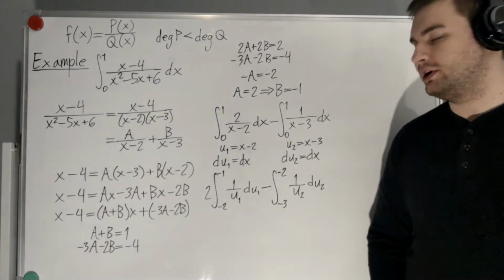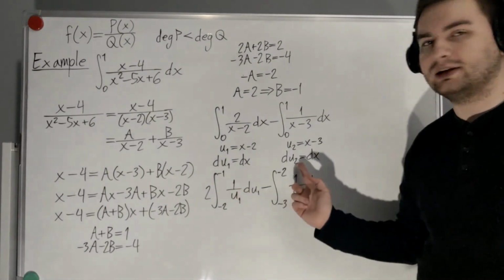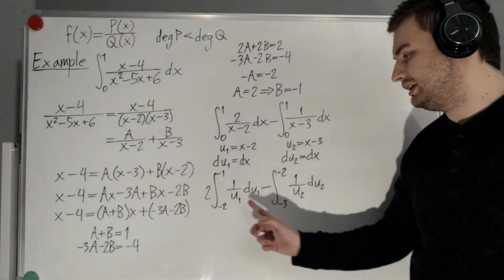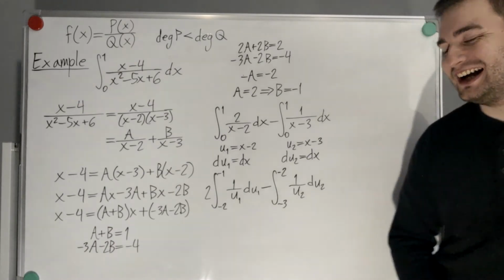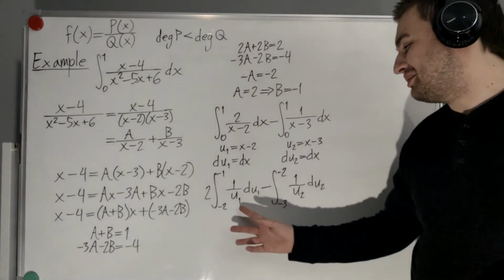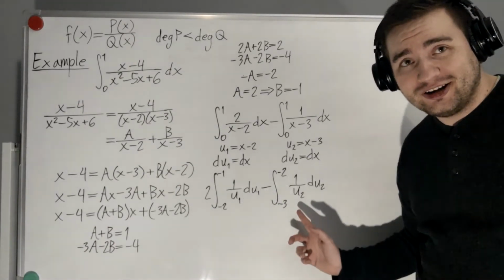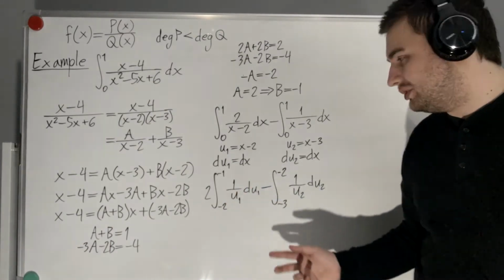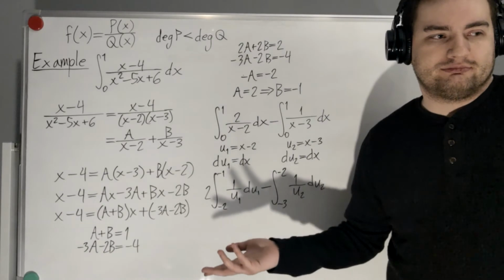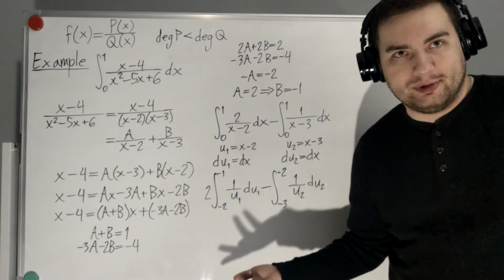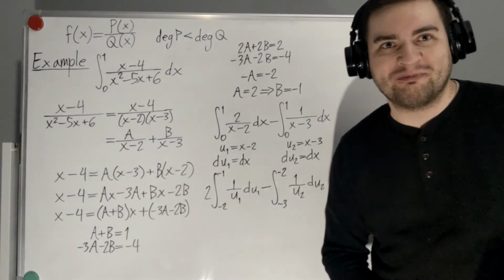Now, you might be wondering, why am I being so careful here with these subscripts? Isn't it okay to just put u's here? The answer is yeah, pretty much. As long as you don't try to put these together, which you won't do if you have the bounds different, then it's fine. It's not really going to be a problem. I just like to be careful.